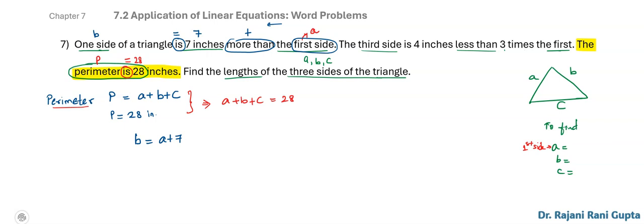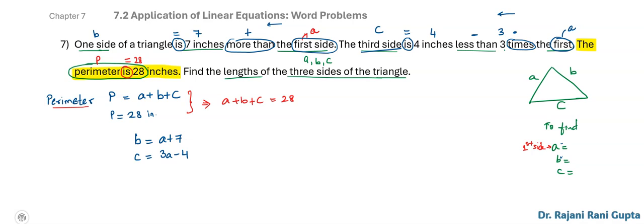Fine? Now, next, the third side. We have already used A, we have used B. So now what are we left with? C. The third side is, means equal, 4 inches less than, means minus, 3 times, multiplication, the first side. What is the first side? A. So from here, 3A minus 4 is equal to C. C equals 3A minus 4.